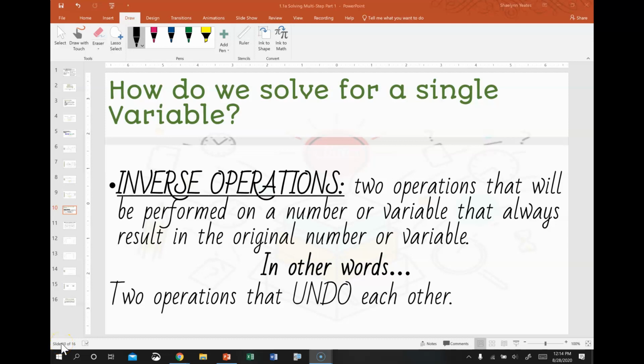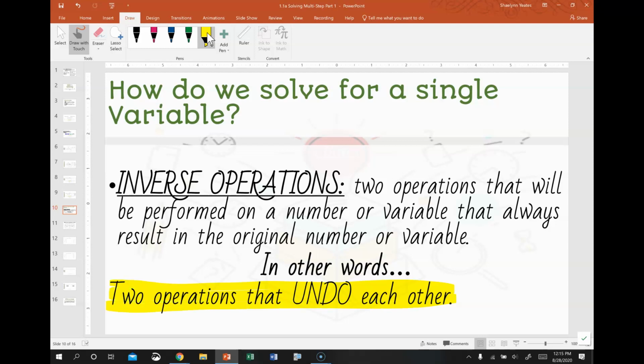Hey guys, so this is the second part of the unit. We have inverse operations to talk about. There's a really long definition of inverse operations: two operations that will be performed on a number or variable that always result in the original number or variable. In other words, this is the part that I would write down if I were taking notes: two operations that undo each other.